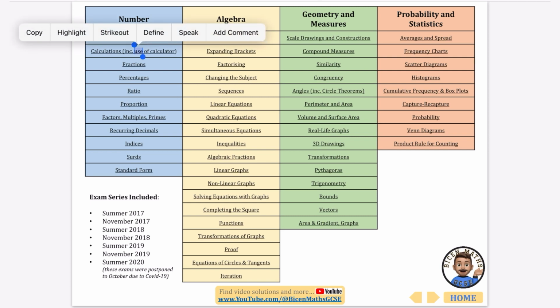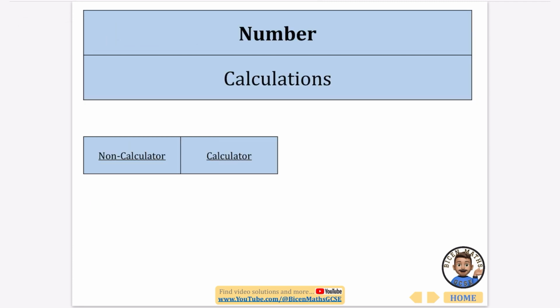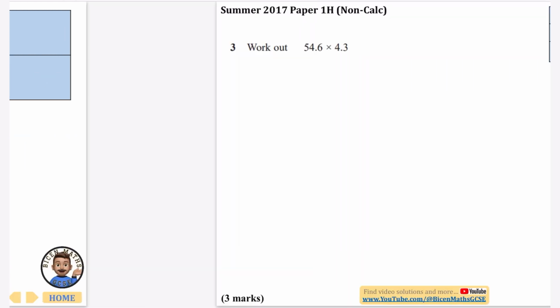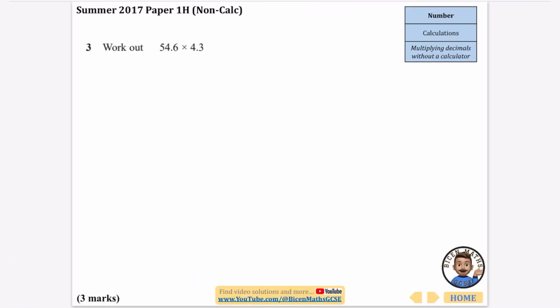The whole document is hyperlinked, and you'll also find that this is available in my link description. Okay, so we're going to do calculations. There's one non-calculator, the rest of them are calculator. This is the only time they've ever asked this kind of thing, and it's about multiplying these numbers together.